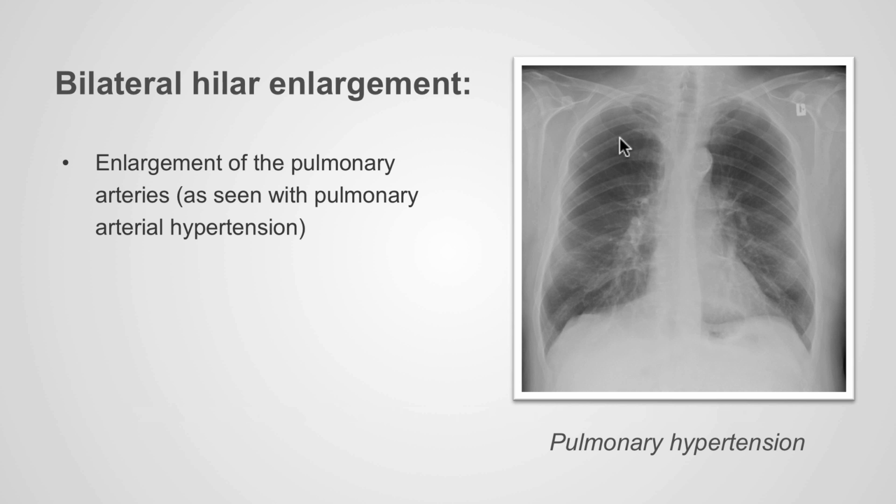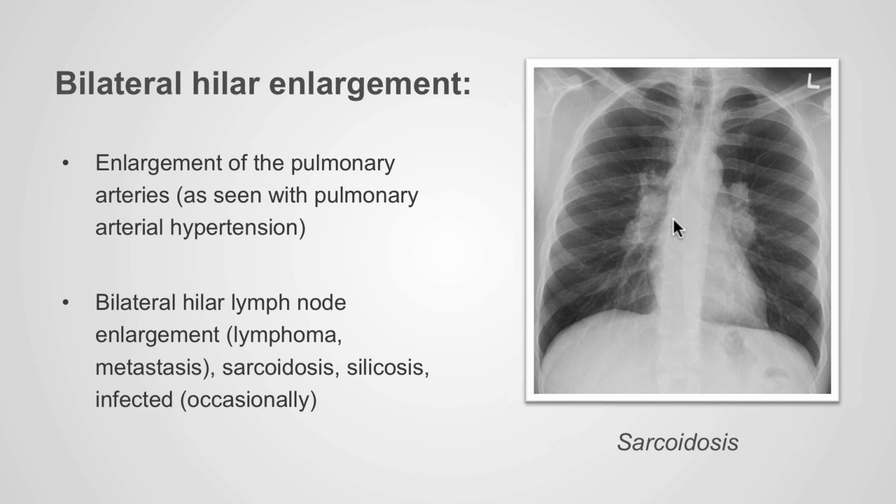We also can notice that there are very few peripheral vascular markings within the lungs, and these are the hallmarks of pulmonary hypertension. When we see bilateral hilar enlargement and there is an increase in density, and also a lobulated appearance to both hila, we suspect that the enlargement is caused by enlarged lymph nodes, and this can be seen with lymphoma, metastatic disease, sarcoidosis, silicosis, and occasionally infections.